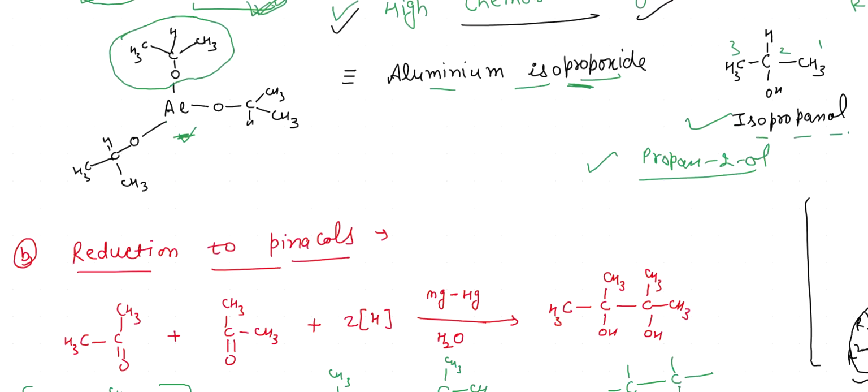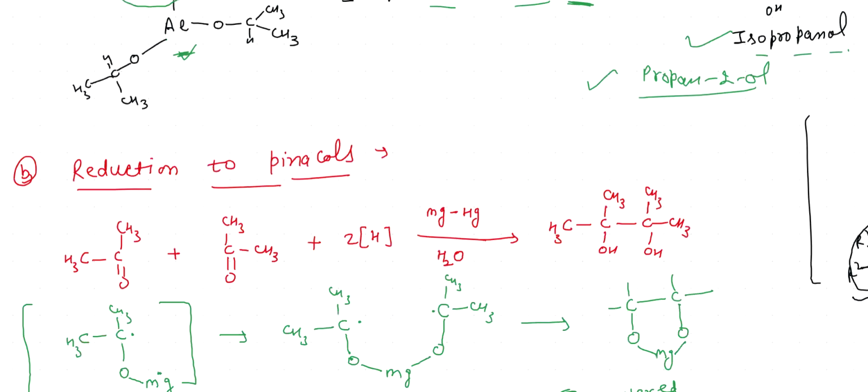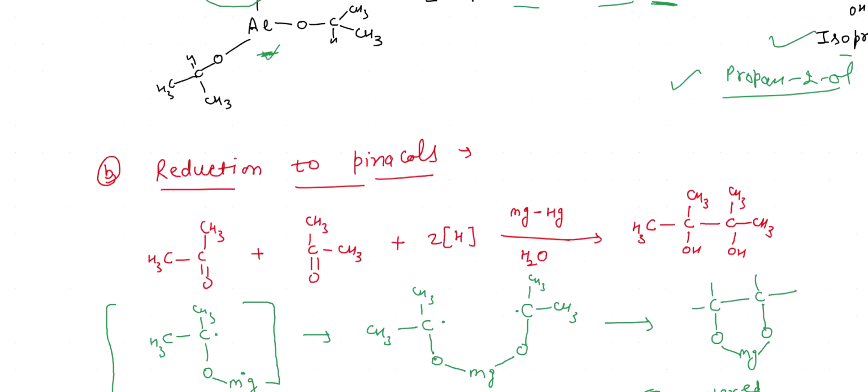Then the third one is reduction to pinacols. Now, what is the word pinacol? Here we have been using the word pinacol. When two OH groups, alcoholic groups, are present on adjacent carbons, like this, carbon number 1 and carbon number 2, and both bear an OH group, then this product will be named as pinacol.